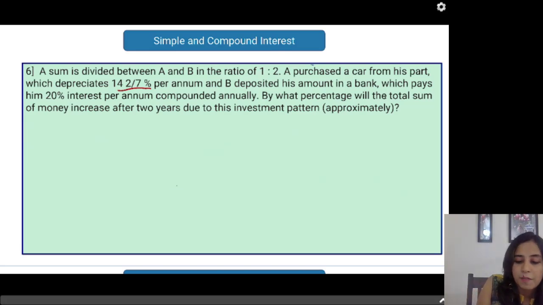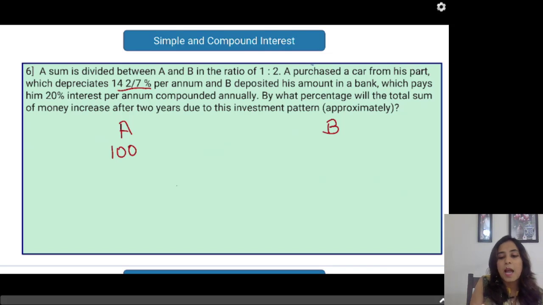Guys, here we have A and B, and both of them are given a sum of money. A is given, assume 100 rupees, and B's sum is 2 times A's sum, so B is given, assume 200 rupees. Now A has bought a car, and that car is a depreciating asset. So we have a car which is depreciating, and after 2 years, if you find out the value of the car, it comes out as 100.